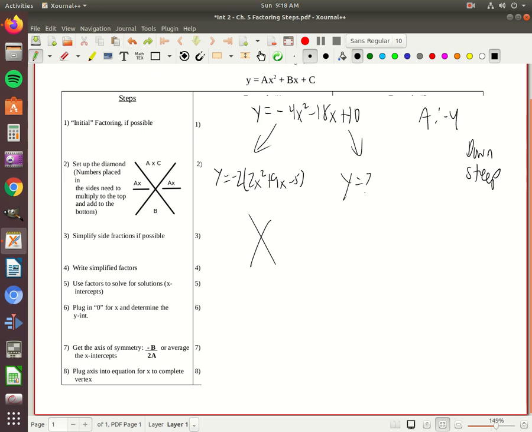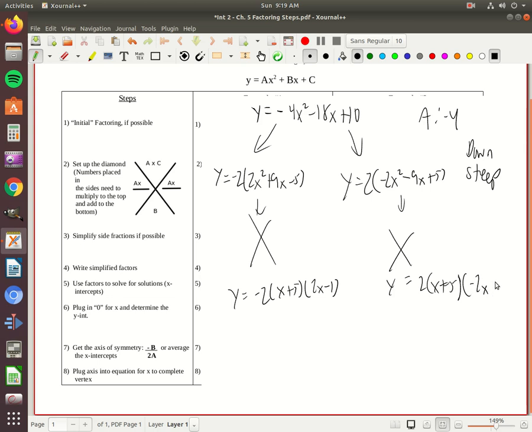But what if I had actually factored out a +2 and I get -2x squared minus 9x plus 5. And then again, I would factor this using the diamond, and I would continue. Like I said, the point isn't to go through here. So ultimately, this would factor as y equals -2x plus 5 times 2x minus 1. And ultimately, this one would factor as y equals 2. I think it's x plus 5, and then I think it's -2x plus 1.